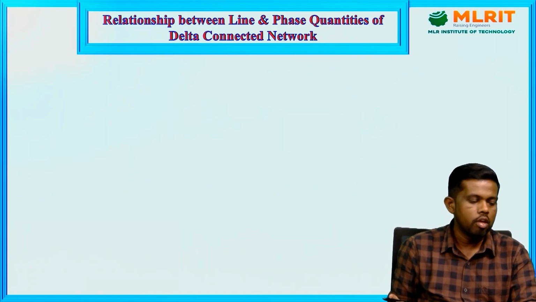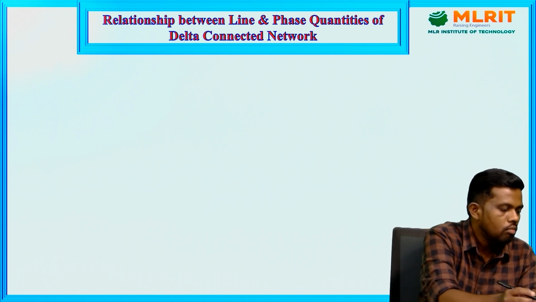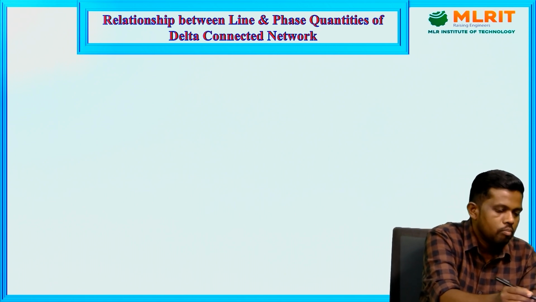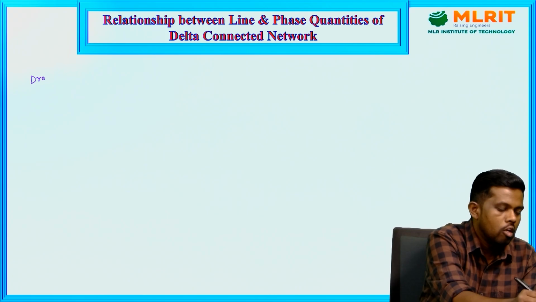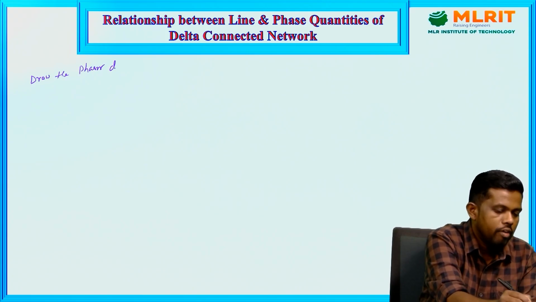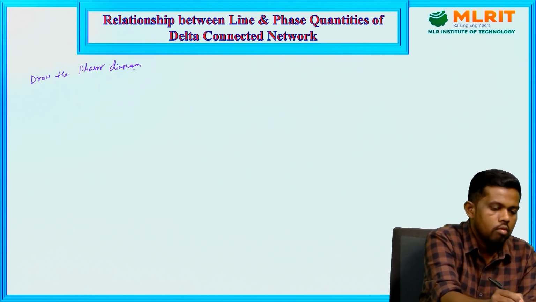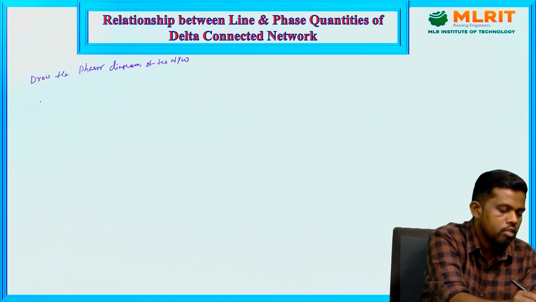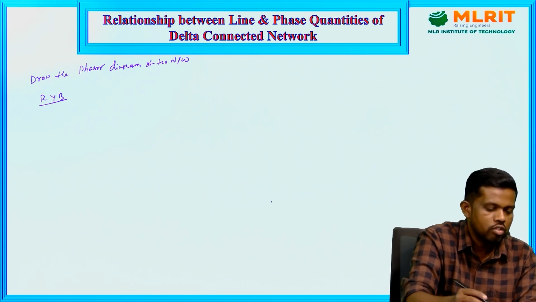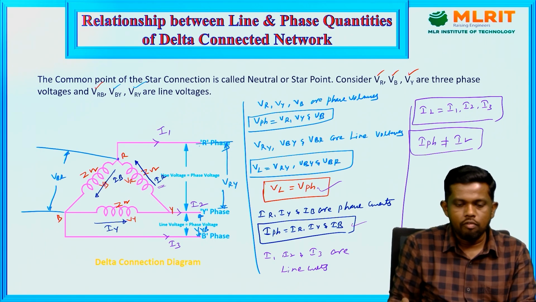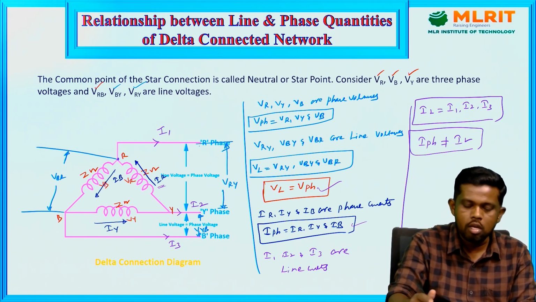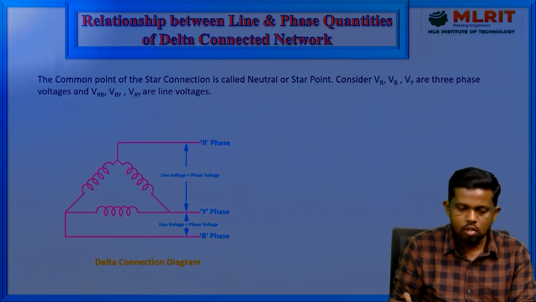For that, again we need to consider the phase sequence. So, the phase sequence of the system. Draw the phasor diagram of the above network with the help of the RYB phase sequence, using the phase currents only, that is IR, IY, IB. With the help of these currents only we need to draw the phasor diagram.